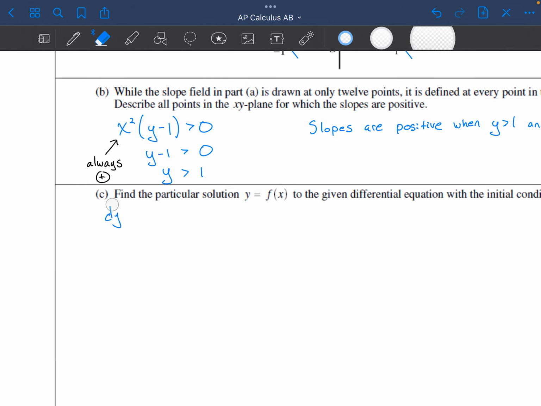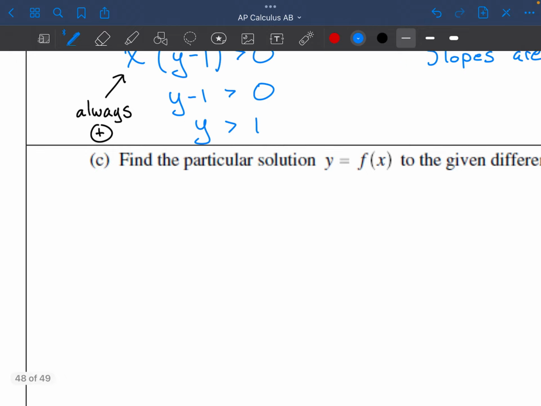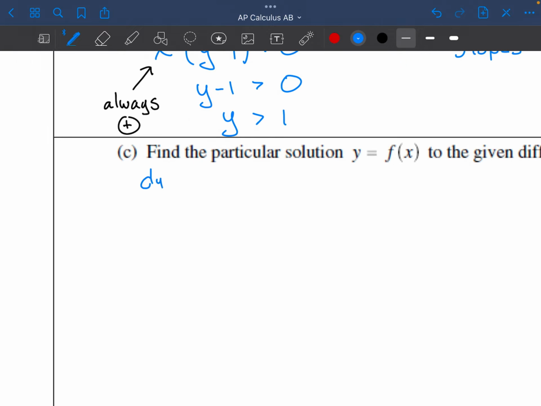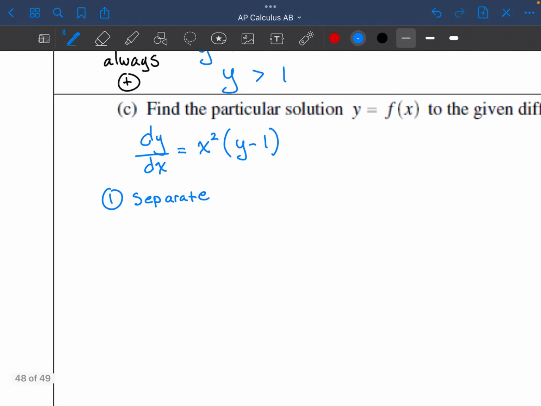whoa, my handwriting just got terrible for some reason. Zoom in here. So dy dx is equal to x squared times the quantity of y minus 1. There's the original problem. So first step, and you don't have to write out these steps, I'm doing it to keep my key organized. Step number 1 is to separate. Separate just means I'm going to cross multiply.